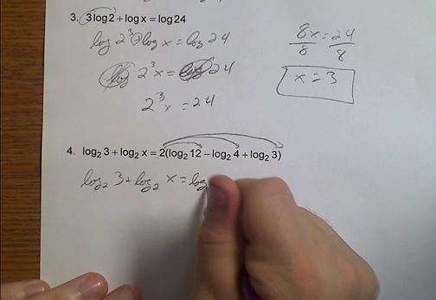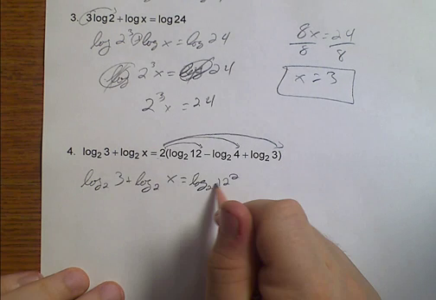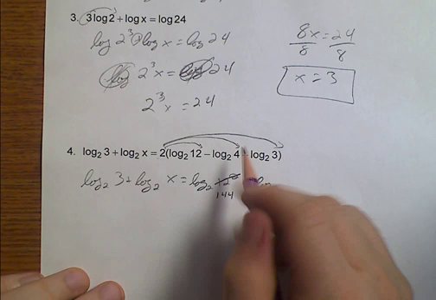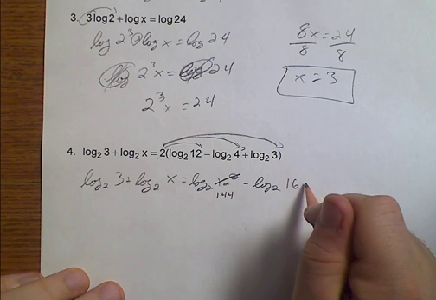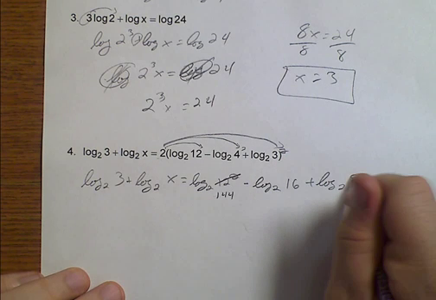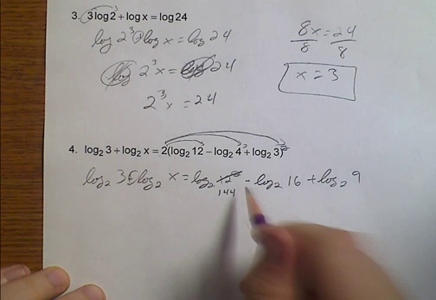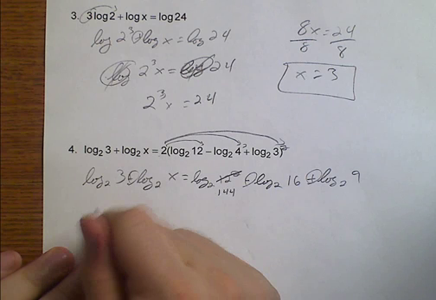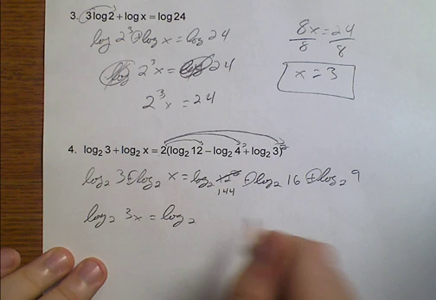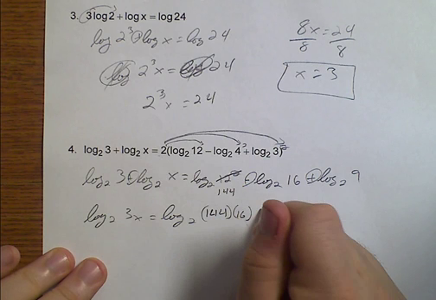the log base 2 of 12 squared, which 12 squared is 144, minus the log base 2 of 4 squared, which is 16, plus the log base 2 of 3 squared, which is 9. Well, plus means multiply, minus means divide. The log base 2 of 3x equals the log base 2 of 144 times 16 divided by 9.